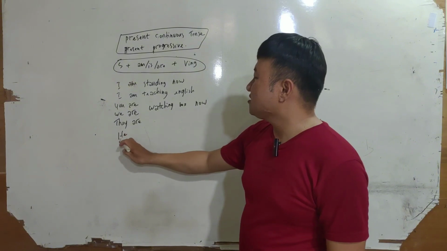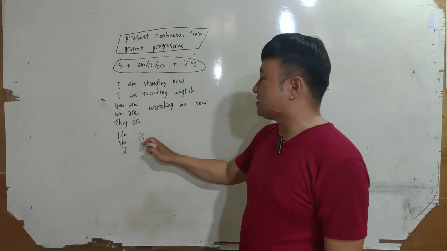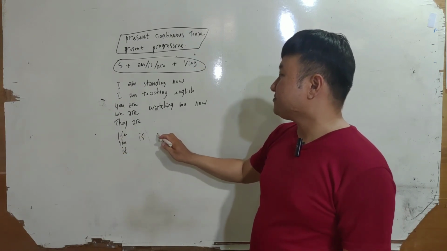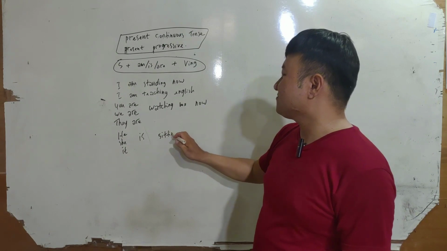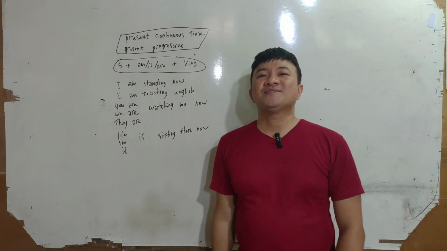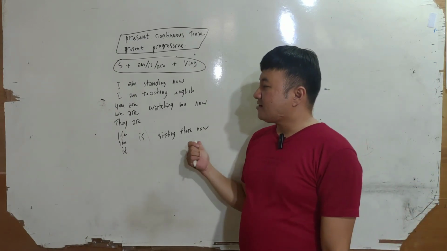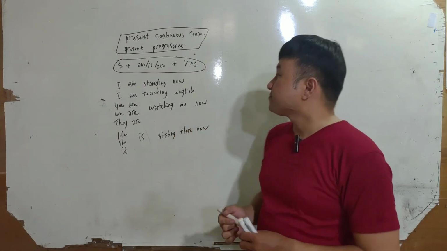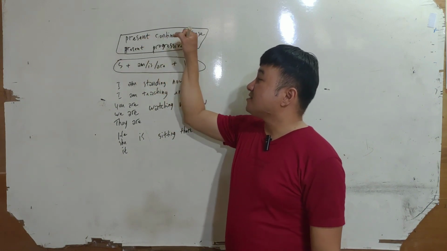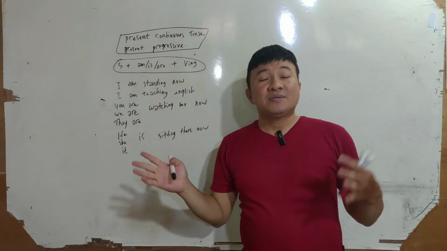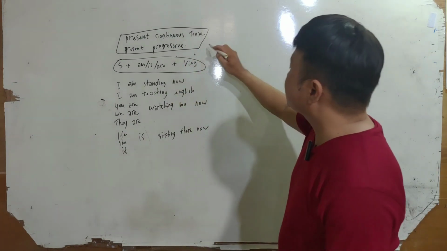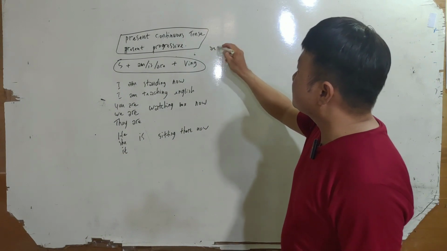And for he, she, or it, we use is. Okay, he is sitting there. For example, he is sitting there now. She is sitting there. It's sitting there. Okay, so the main function of this present continuous tense is to talk about the thing that is happening at the time of speaking.